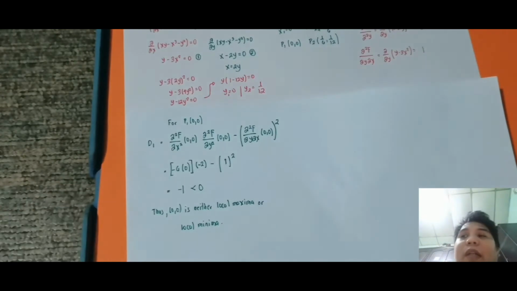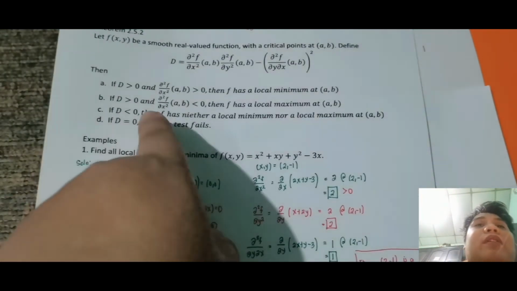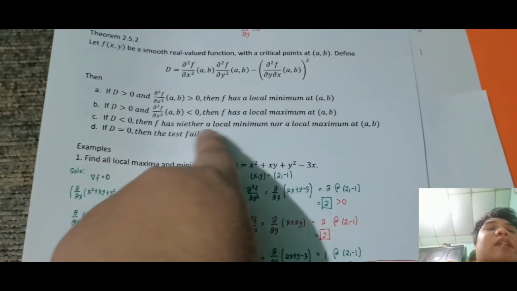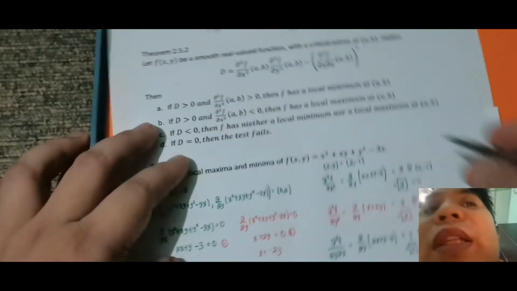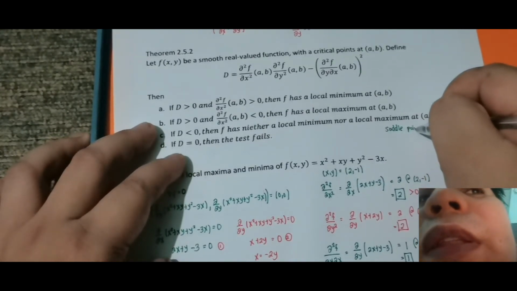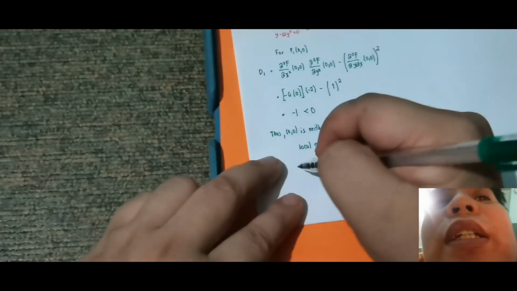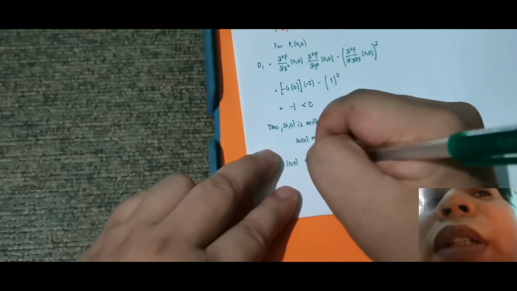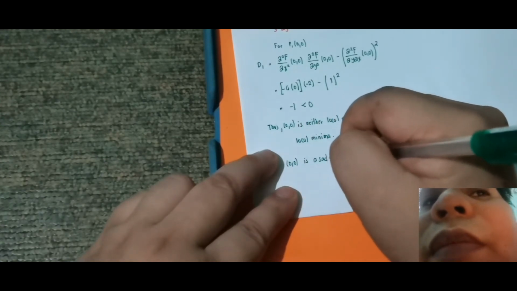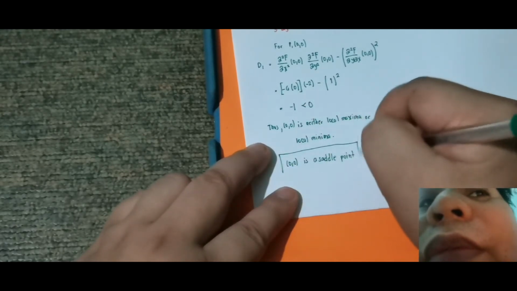Okay, so yun ang tawag sa kanya actually. Dagdag ko na dito: if D is less than 0, and hindi natin alam kung siya ay local minimum or local maximum, ang tawag sa kanya is saddle point. Tandaan yan. So therefore, again, (0, 0) is a saddle point. So ito yung pinakasagot natin.